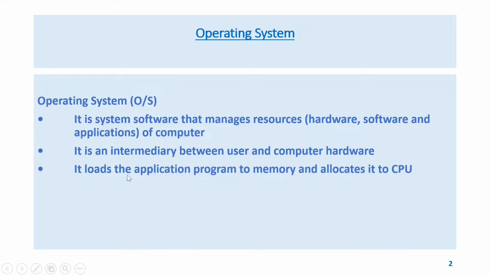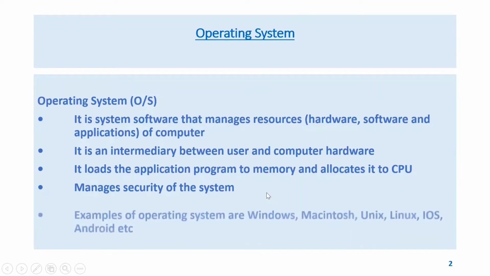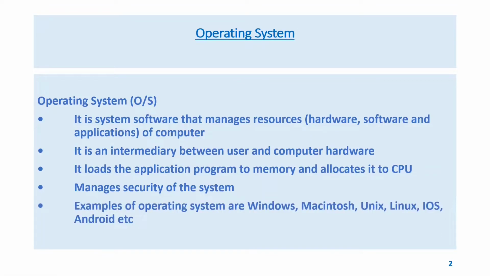Operating system loads the application program to memory and allocates it to CPU. Operating system manages the security of the system also. So it manages the system security. Examples of operating system are Microsoft Windows, Macintosh, Unix, Linux, iOS, Android, etc.